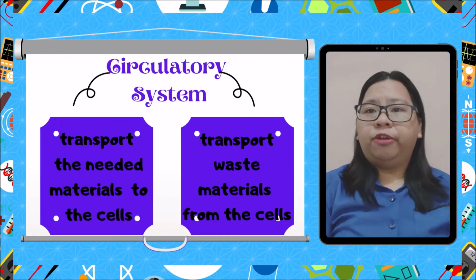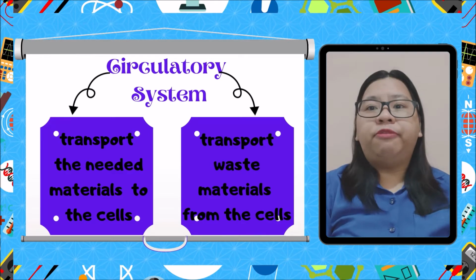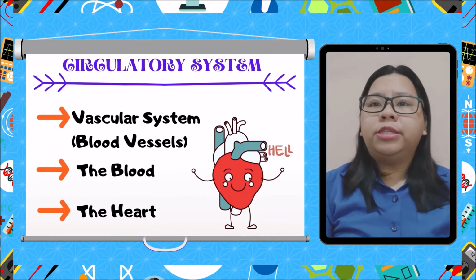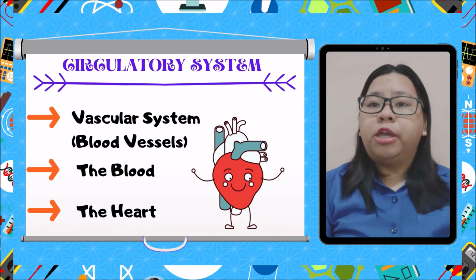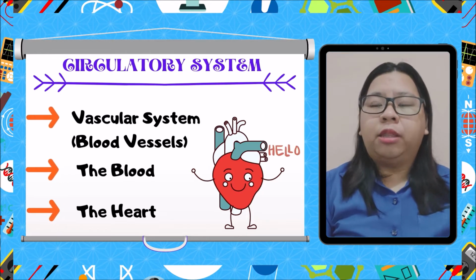The main function of the circulatory system is to transport the needed materials to the cells and waste materials from the cells. The circulatory system has three main parts: the vascular system or the blood vessels, the blood, and the heart.